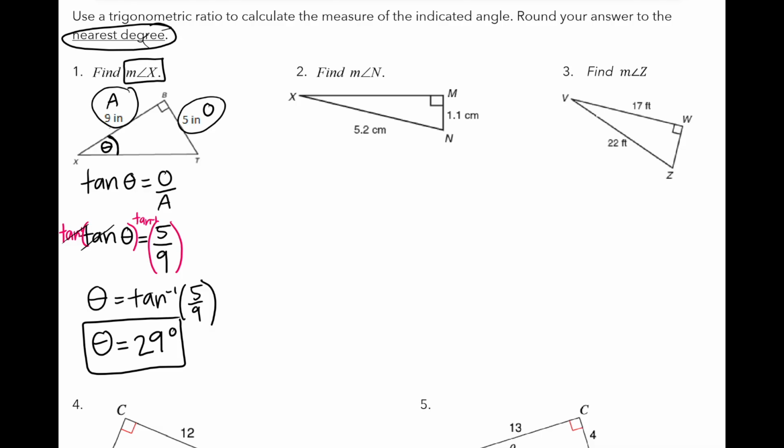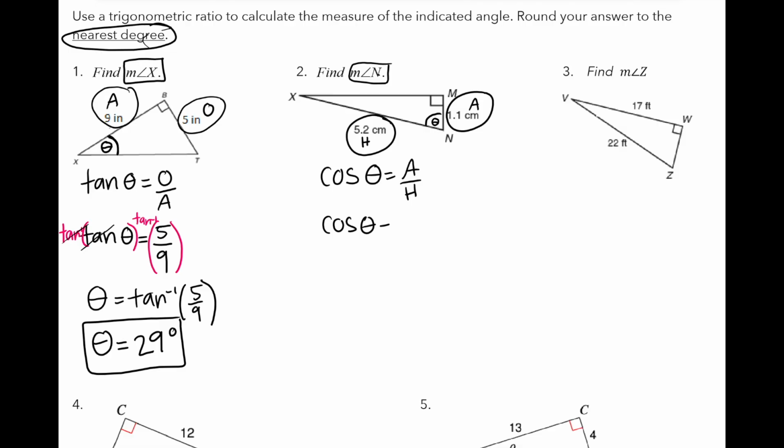So let's do another one. This time we're going to find angle n. So I'm going to put theta in the corner for angle n. I'm going to label my sides. I have a hypotenuse and an adjacent side. H and A go with cosine. Cosine of theta is A over H. So cosine of theta will be 1.1 over 5.2.